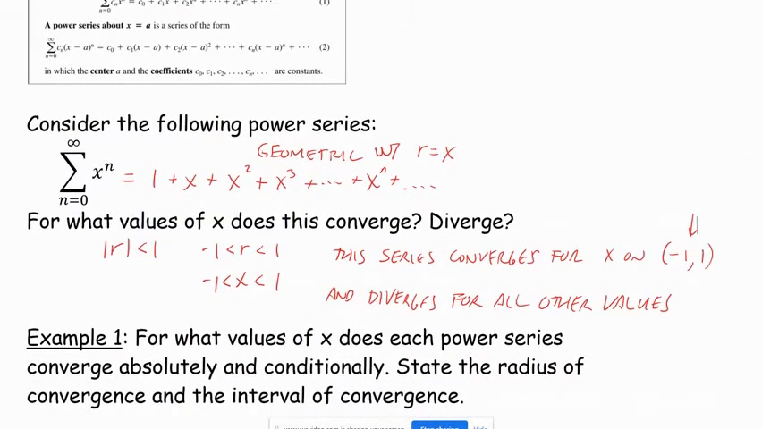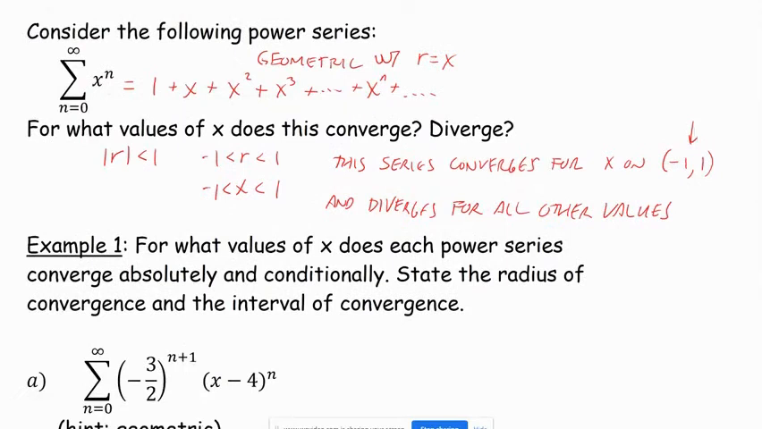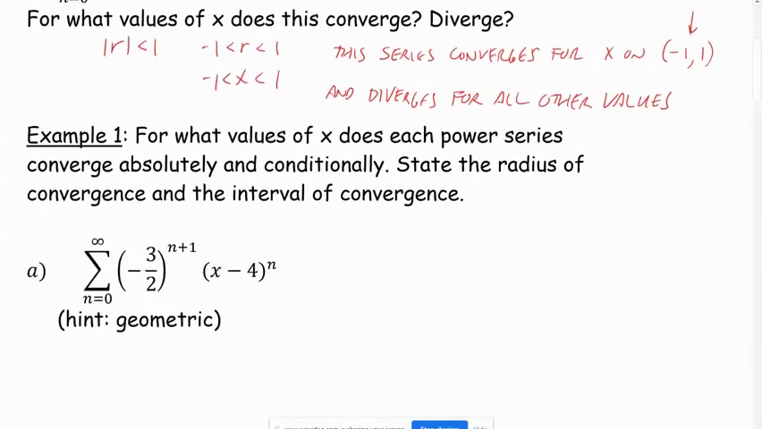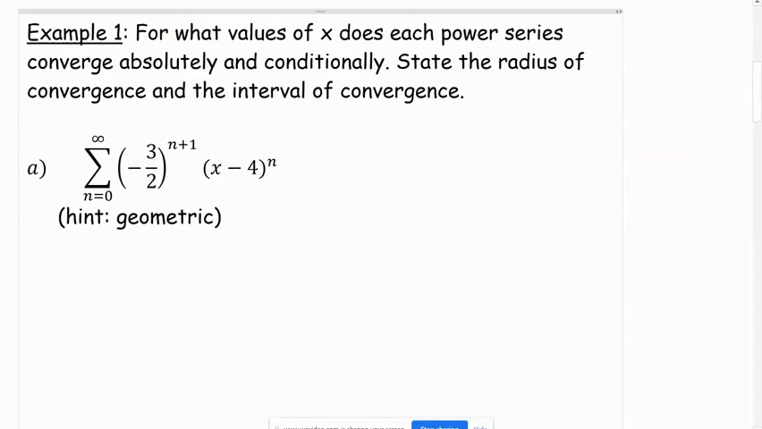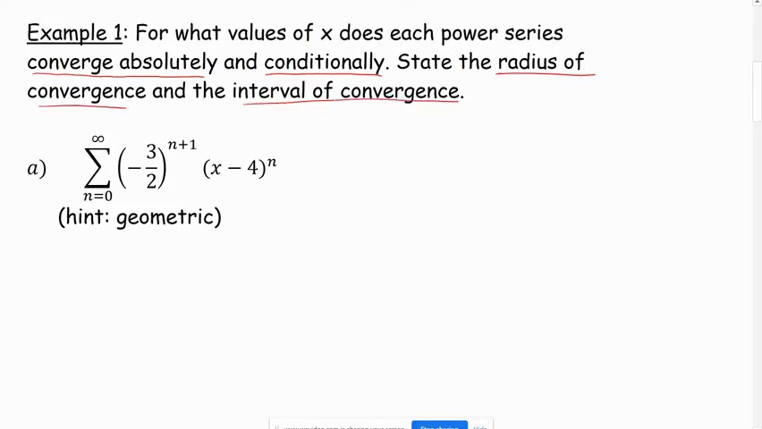That's generally what we're going to be looking at for all the power series we look at today: where is the interval where it converges and diverges. For example 1, we're going to do 4 different things for each problem. We're going to find where it converges absolutely, where it converges conditionally, state the radius of convergence, and the 4th thing is to find the interval of convergence.